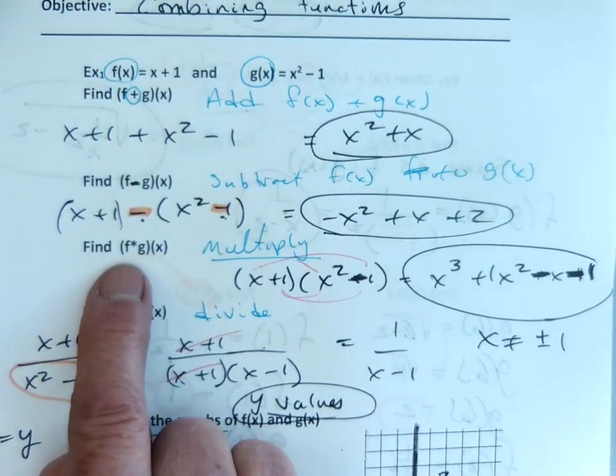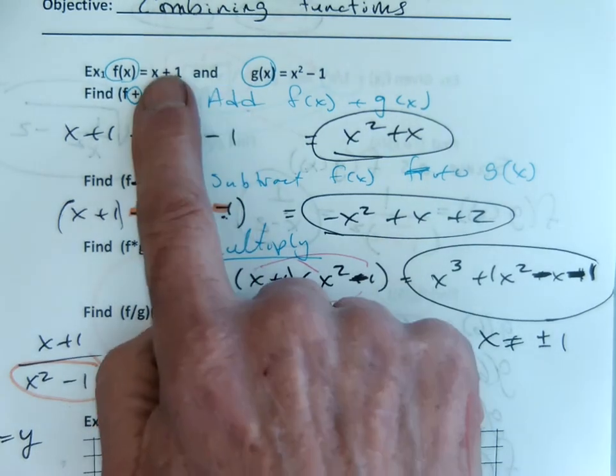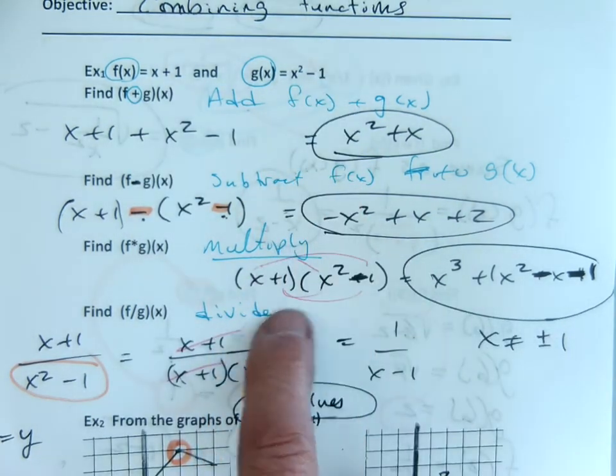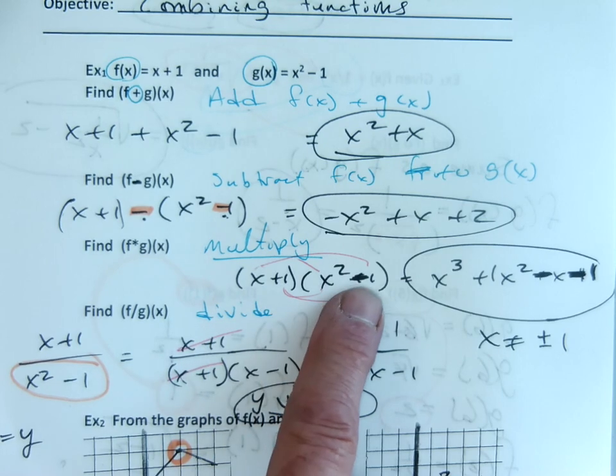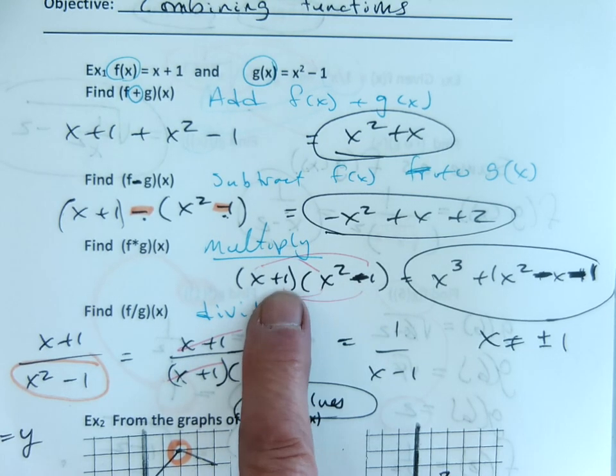Third thing, that's multiply, so I'm going to multiply f of x times g of x, and I just FOILed it out. X cubed, I got a negative 1x, positive 1x squared, and a negative 1, okay?